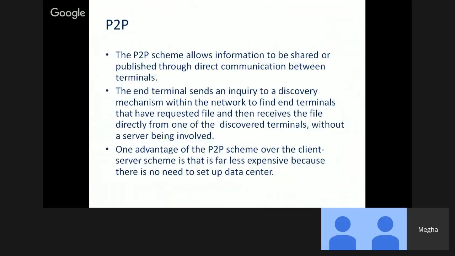The P2P scheme allows information to be shared or published through direct communication between terminals. The end terminal sends an inquiry to a discovery mechanism within the network to find end terminals that have the requested file, and then receives the file directly from one of the discovered terminals without the server being involved.